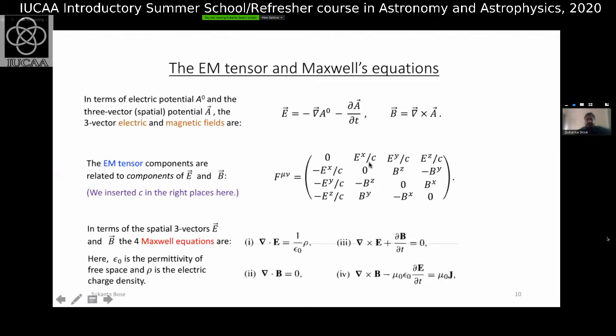And again, the antisymmetric nature is clear because Fx0 or F10 is the negative of F01. And similarly, if you look at this, F2, I should be careful. Yeah, this is F21. F21 is the negative of F12, and so on and so forth.